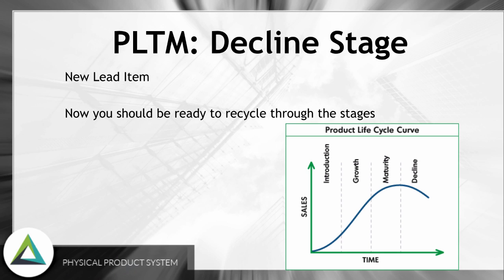So you should be ready to recycle through your stages now. This is the product life cycle curve that we've been looking at the entire time. It correlates with the product diffusion curve. But what you're looking at now is one product in the decline stage and one in the introduction stage, right into getting into the growth. That's the time frame that we're in here. So now you're just going to cycle back through with your new lead item, and do this over and over and over again.